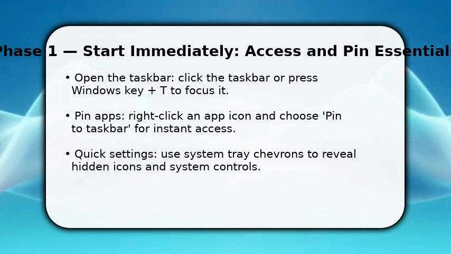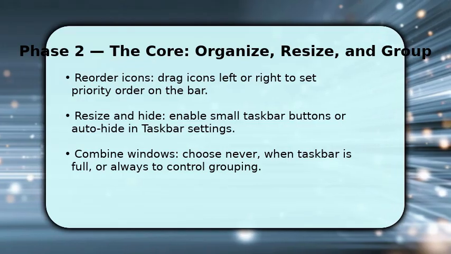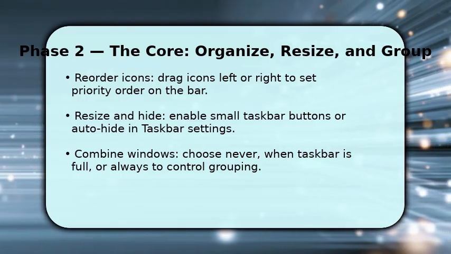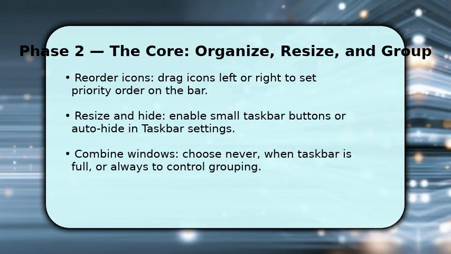Drag icons to reorder them. Place high-priority apps near Start for faster reach. Then, decide size and visibility. Enable small taskbar buttons or auto-hide the bar when you need screen space.